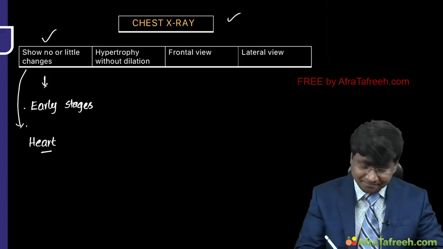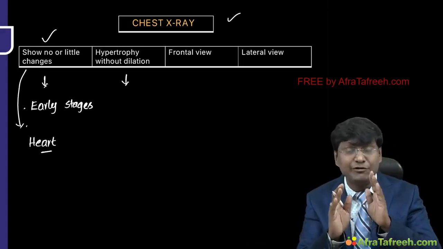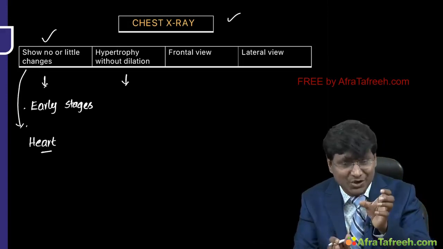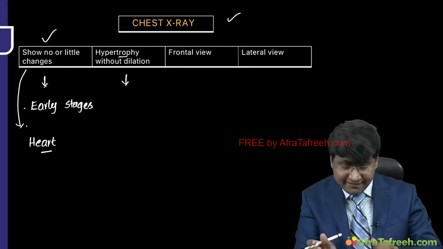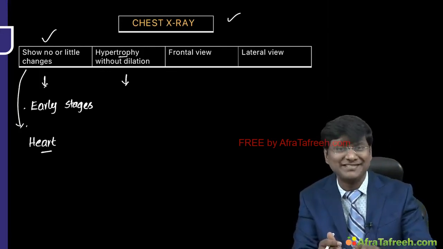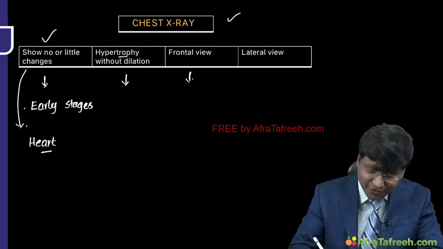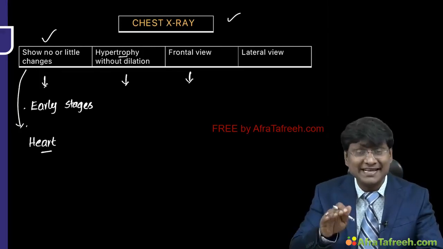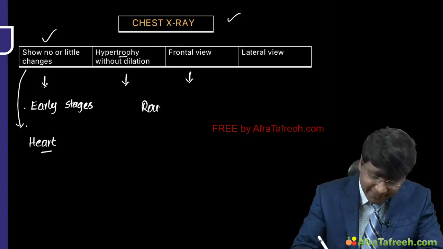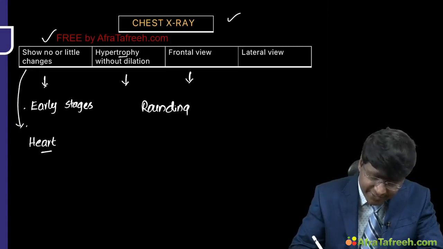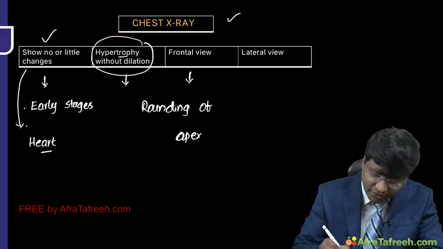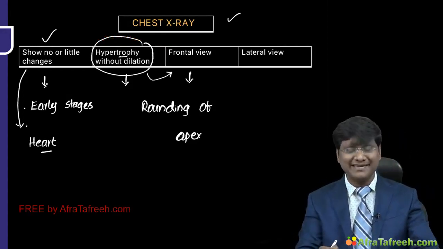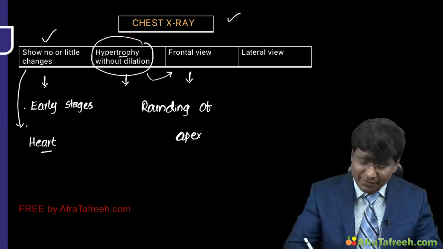Okay, and in which particular view is it good for determining hypertrophy without dilatation? If there is hypertrophy without dilatation, in a frontal view, you will notice that there is rounding of the cardiac apex. I'll show you that X-ray as well. So that is when there is hypertrophy without dilatation, and you will be able to determine that in the frontal view.